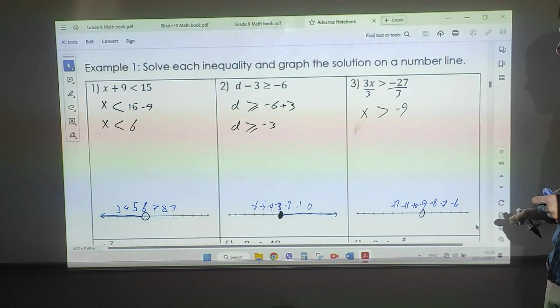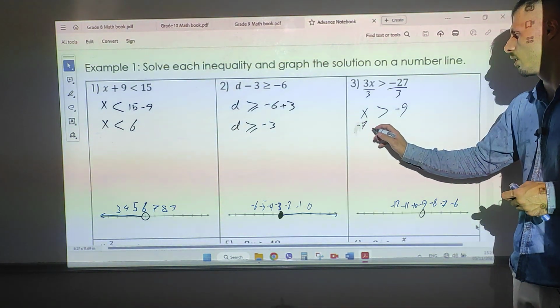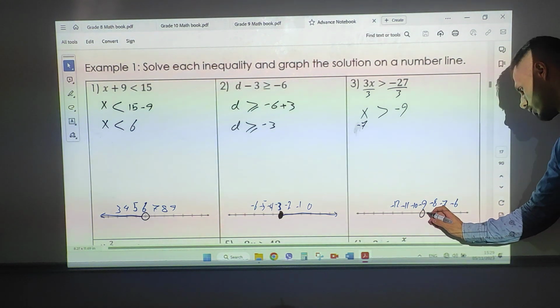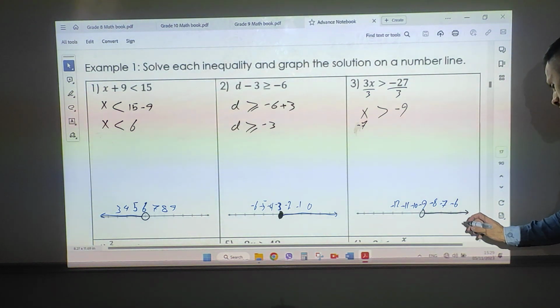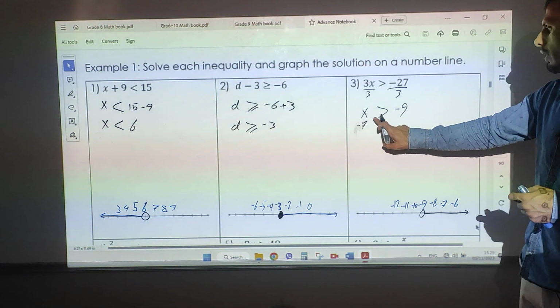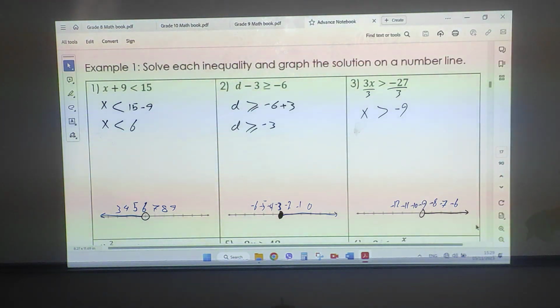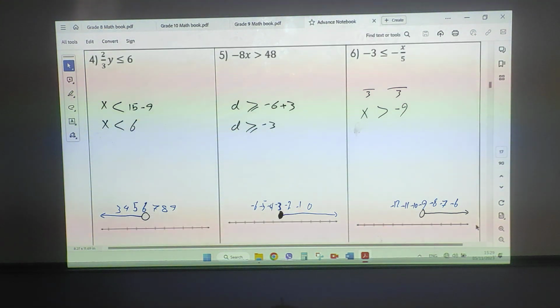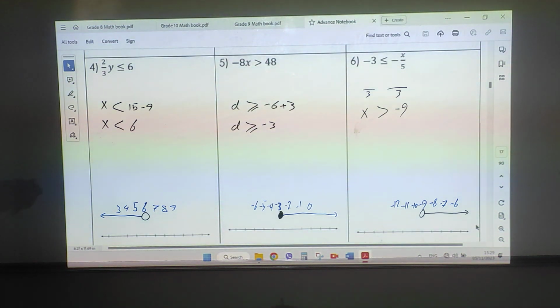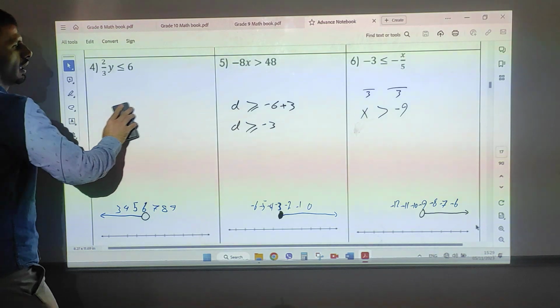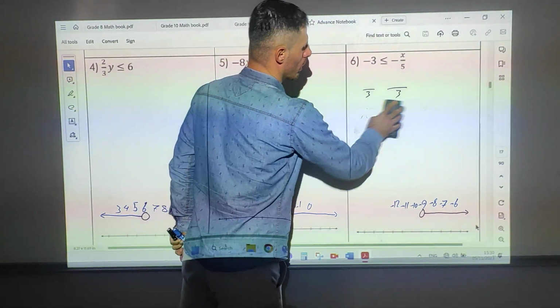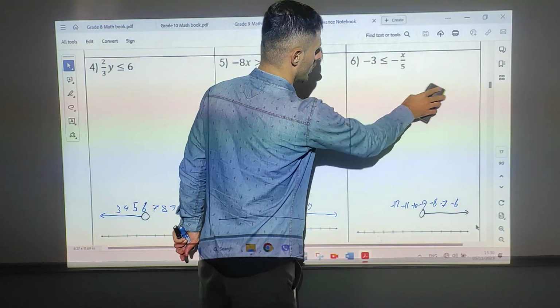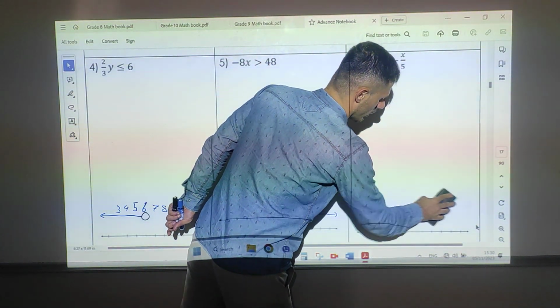We check another number on this side. -7. -7 is greater than -9. Yes, it's correct. Now we will go to the side that we have -7. That's how we can solve any kind of inequality and show it on the number line. Then for the next questions, numbers 4, 5, 6, we can solve each one of them to see in each different case how we can solve, how we can find the result and how we can show it on the number line.